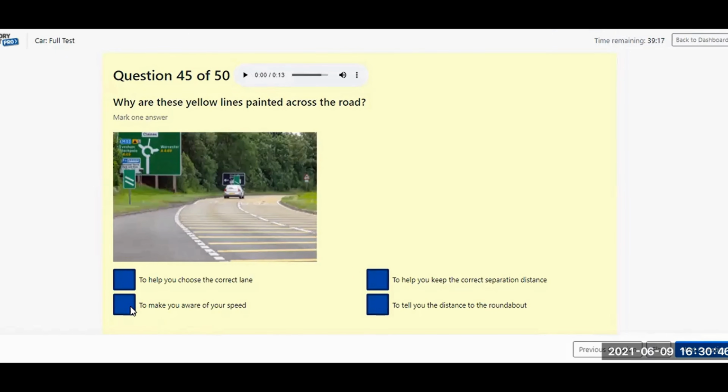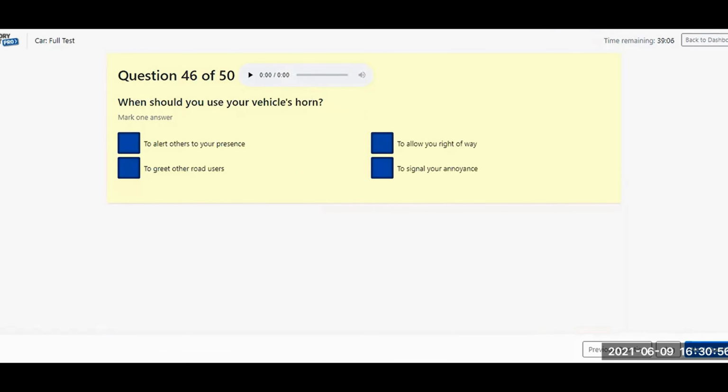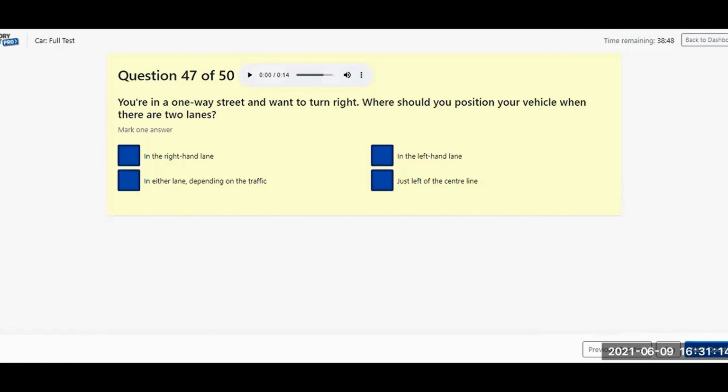Now why are these yellow lines painted across the road? Yes, to make you aware of your speed, because you're approaching a hazard and junction. When should you use your vehicle horn? Only to alert other people to your presence when they are not looking at you and not considering you.